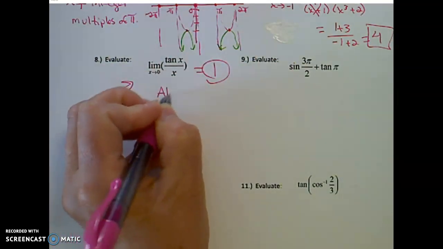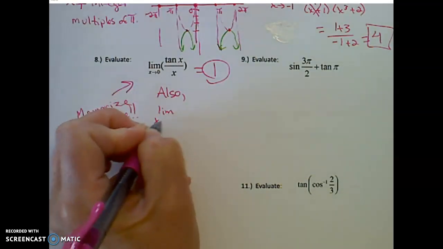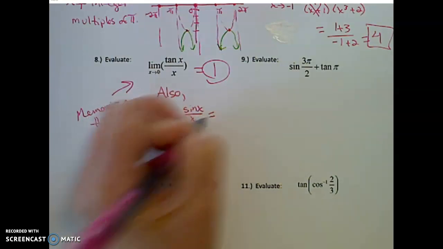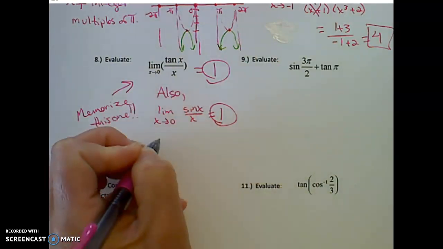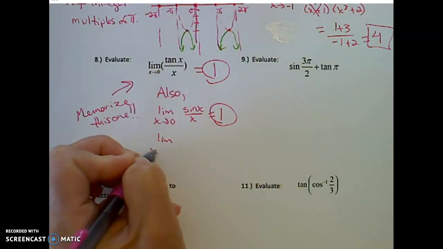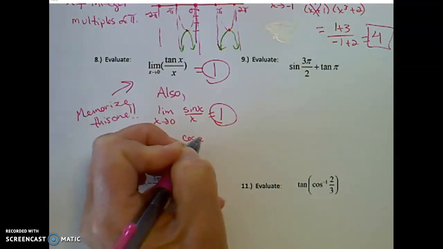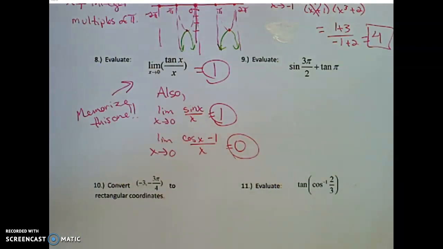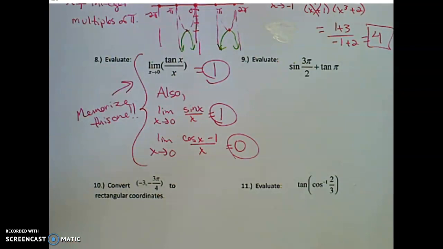Make a list. Two other ones that we'll memorize next year. One is the limit as x approaches 0 of sine of x over x. We've used it a few times now. Is simply equal to 1. And another one we will memorize is limit as x approaches 0 of cosine of x minus 1 over x, and that limit is equal to 0. Those are three that you're simply going to have to memorize and be familiar with.